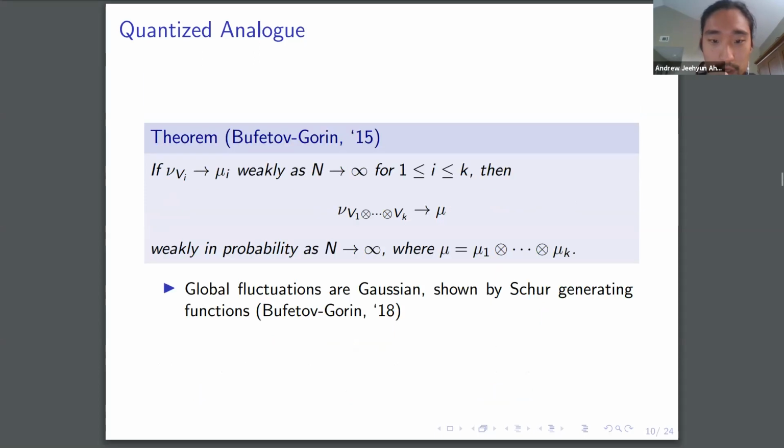And just as before, you can show that the fluctuations are Gaussian. This was done in a subsequent paper by Buffetov and Gorin in 2018.